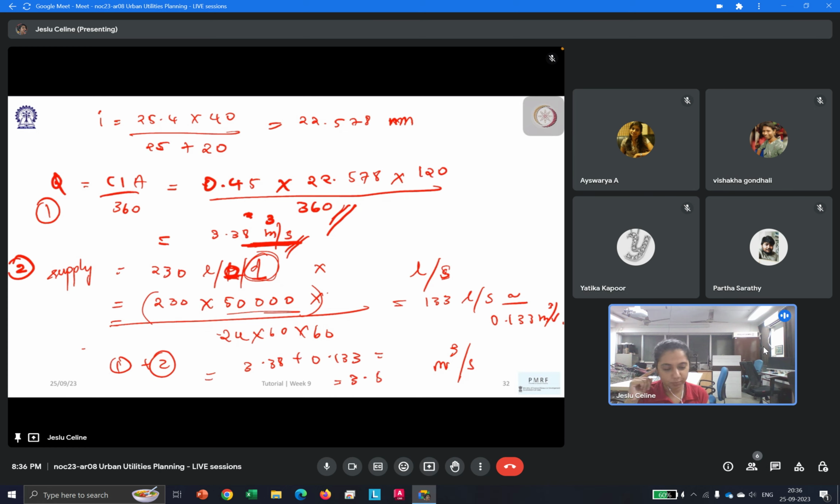So that is 3.58 something. Everybody here with me till here? Q is equal to 3.58. Yes, okay, thank you for the confirmation. So now we have got Q.